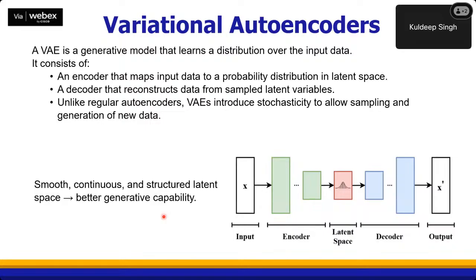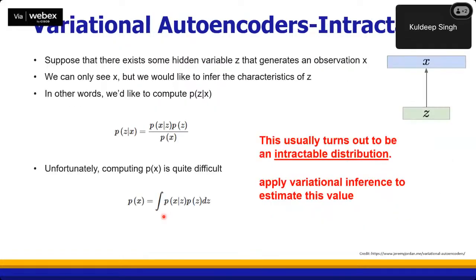Instead of sampling a single fixed value every time, in a variational autoencoder we have a smooth and continuous structured latent space, which helps us in generating new data. Fine. Now let's suppose there exists some hidden variable Z. We are talking about the decoder part here. So suppose there exists some kind of hidden variable Z which generates an observation X. Fine. This is the decoder network.